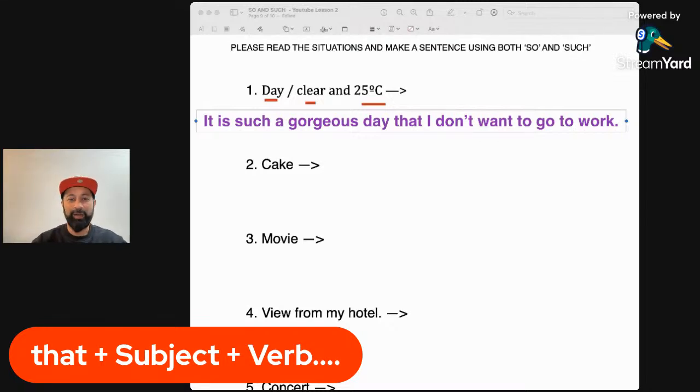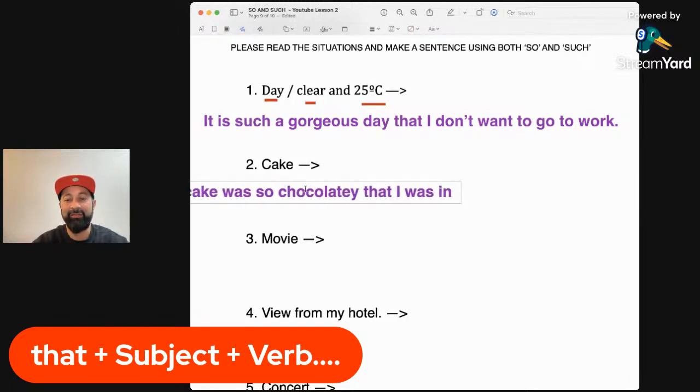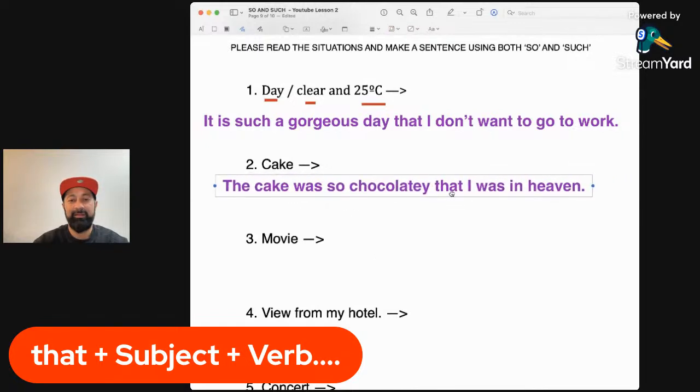Okay. So we've got cake here, and I'll put my answer on the screen as well for everybody who is just watching the lesson. Cake, you can have many things for cake. That's just my inspiration. I could say, "The cake was so chocolatey that I was in heaven." I love chocolate cakes. So definitely a nice chocolatey, gooey, fudgy cake is for me. If I'm eating that, I'm definitely in heaven.